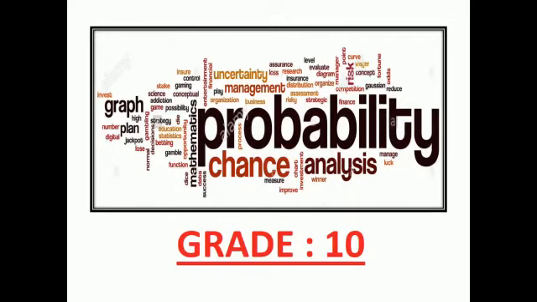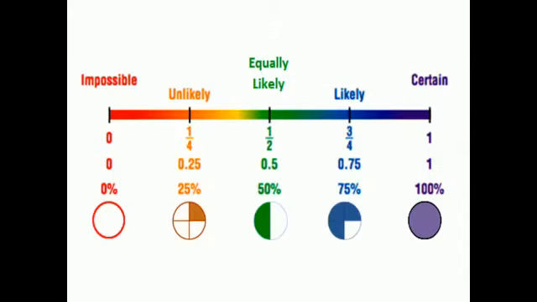This is teacher Mini. Last session we had discussed transformation of shapes. Today I would like to start a new topic, probability. Okay, so we can start. Probability is the chance of getting, from impossible to certain.